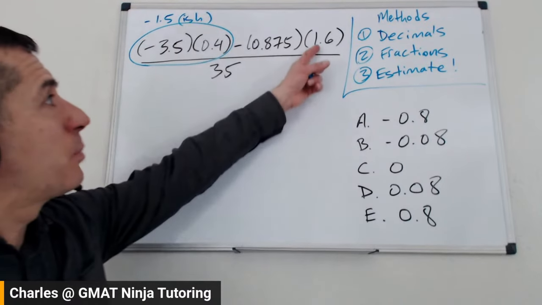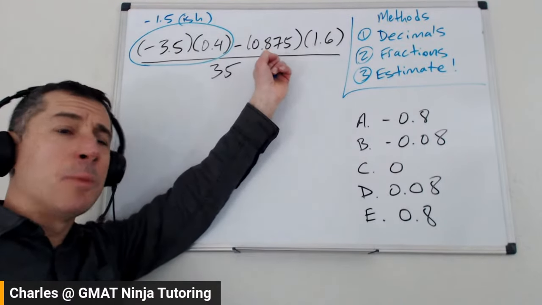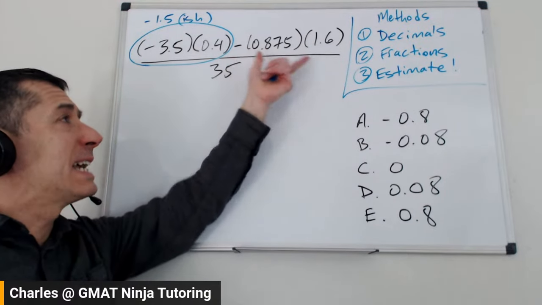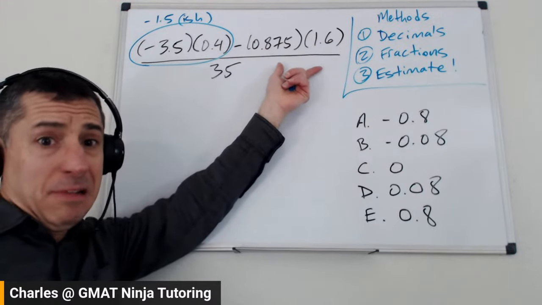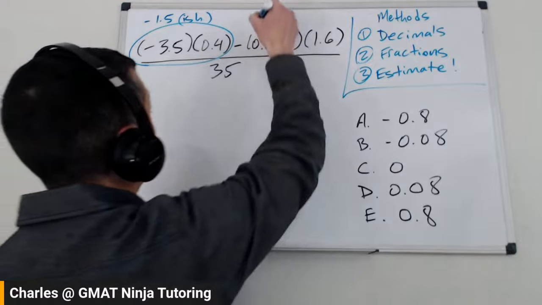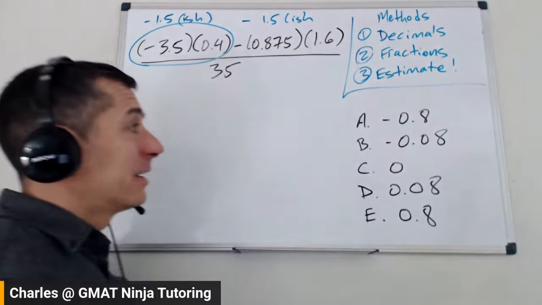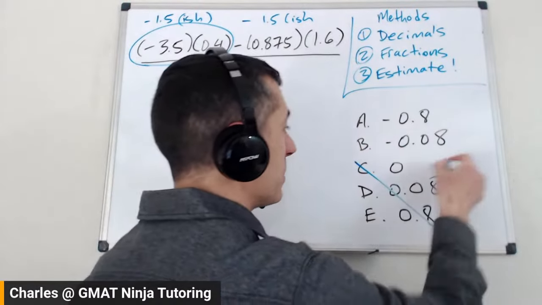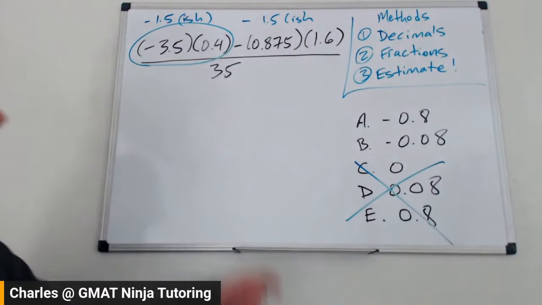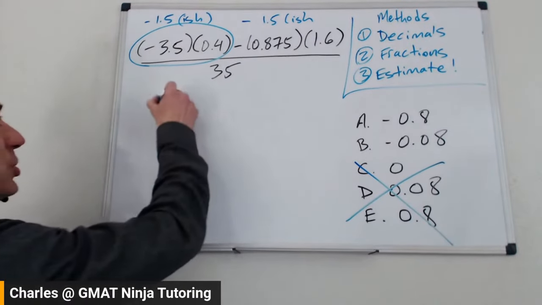What about over here? 1.6 multiplied by this thing that is almost 1, and we're subtracting it. So I'm subtracting another, I'm going to go with 1.5-ish. So minus another 1.5-ish here. Okay, one of these two is my answer. I know it's not these guys. I know I got a negative number. So -3-ish.